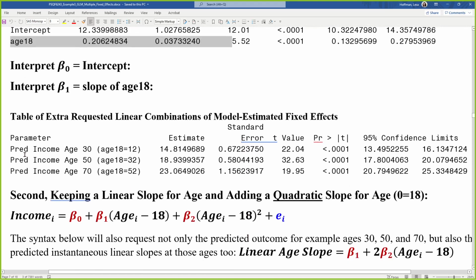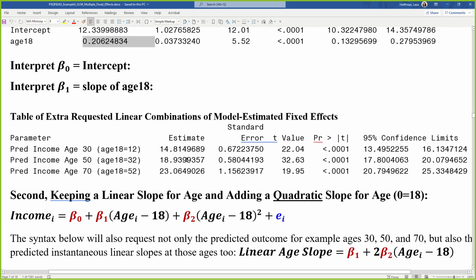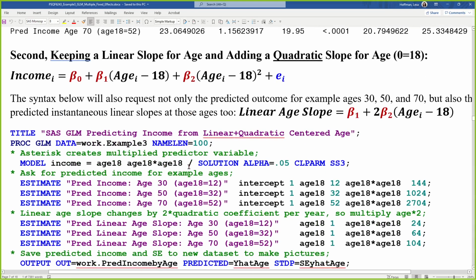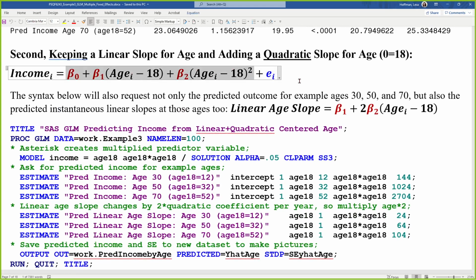Here are the additional predictions I asked for. So these are the predicted income according to the model at ages 30, 50, and 70. And these are just 0.2 times each additional year of age to get to these. So let's add the quadratic in. So here's my new model. Linear slope stays in. This is a common misconception. People think if I'm going to do a quadratic model, then I just put in age squared. No, age stays. They have to work together.